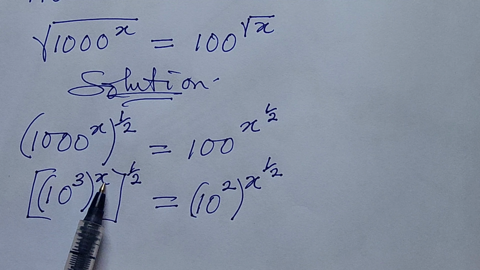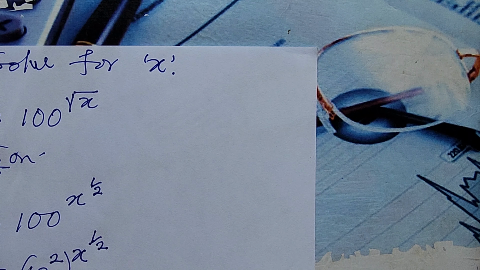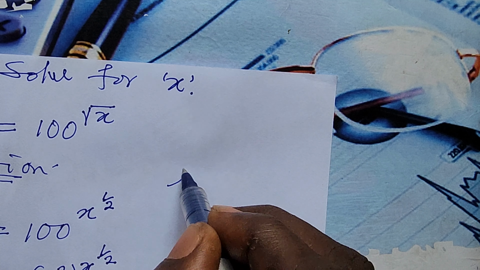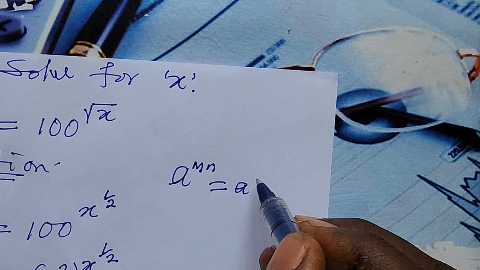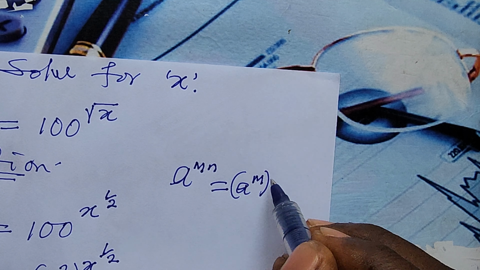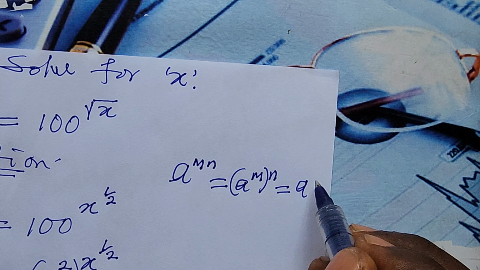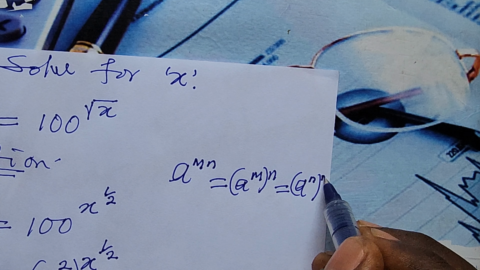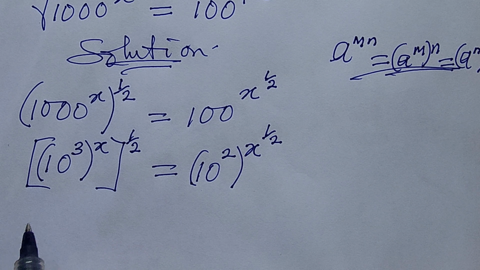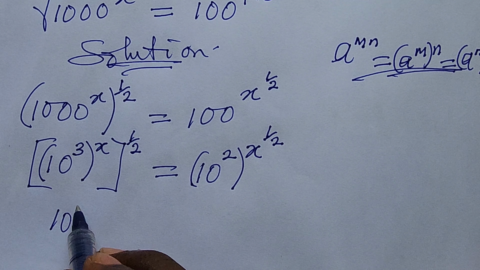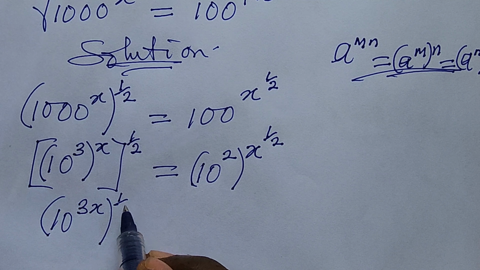Now we can use this to multiply this, according to the law of indices, which says that if you have a to the power of m, to the power of n, this is the same thing as a to the power of m times n. And you can interchange these two exponents to give us a to the power of n times m. If we apply this, then this will now give us 10 to the power of 3x, all raised to 1 over 2.